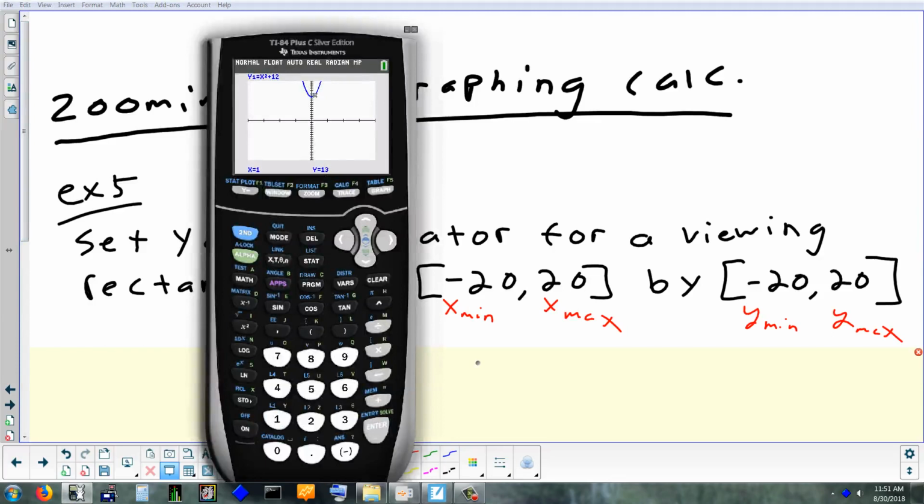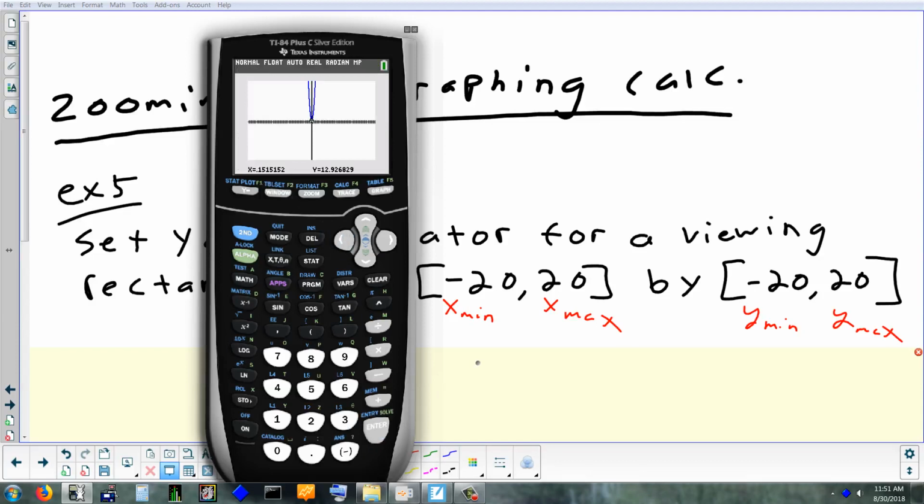Any questions about changing the window? How to do that? There's lots of other ways you can change the window. I can do zoom out. So if I do zoom 3 and put my cursor kind of around the area that I want to zoom out, it'll zoom out. But if you zoom out too much, now you're starting to distort the parabola. You're starting to make it look really long and skinny. And if you keep zooming out, eventually you're probably not even going to be able to tell it's a parabola anymore if you zoom out enough.